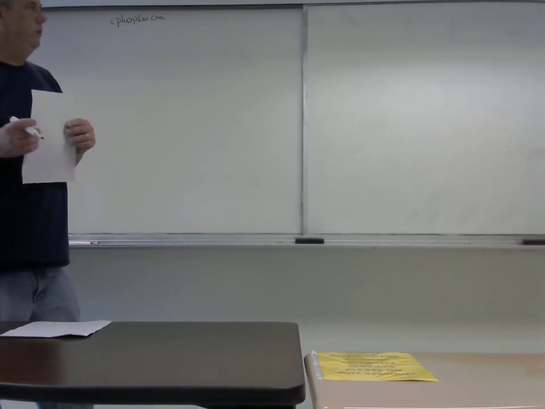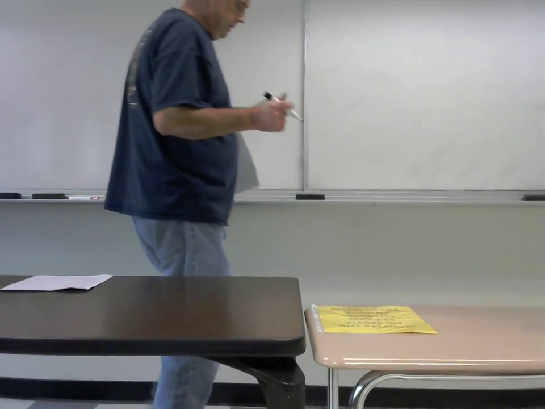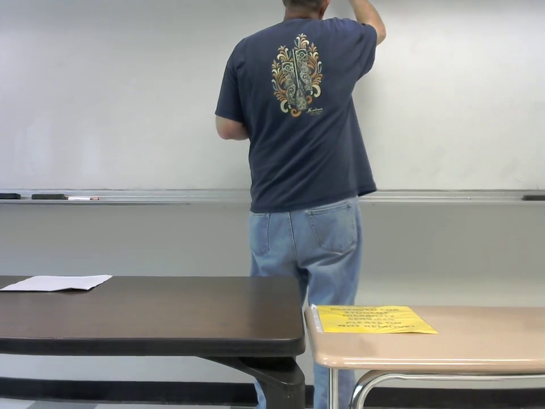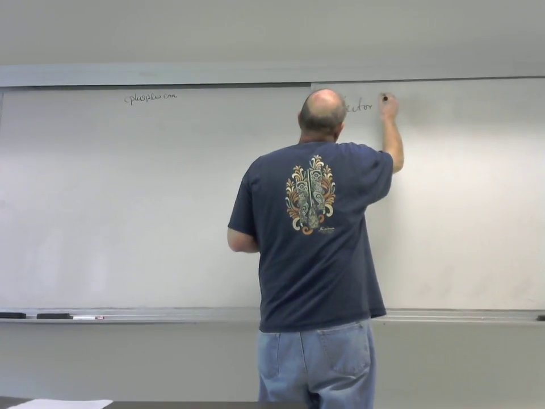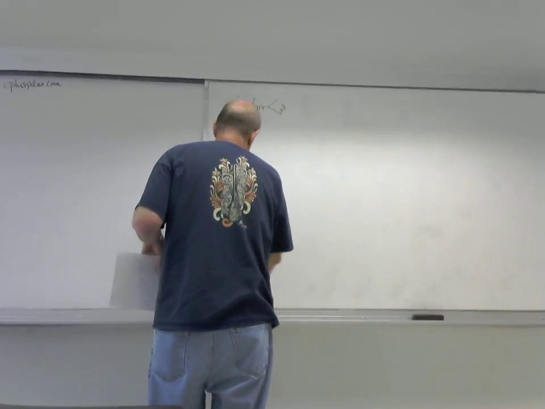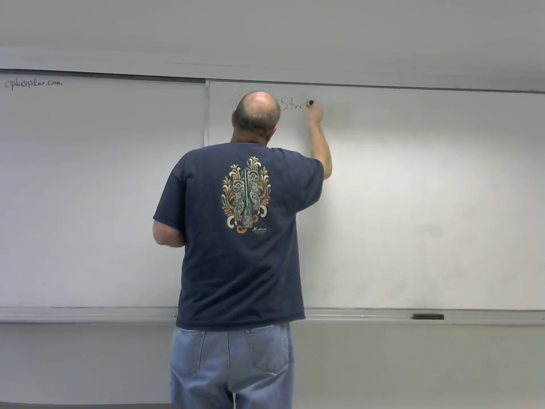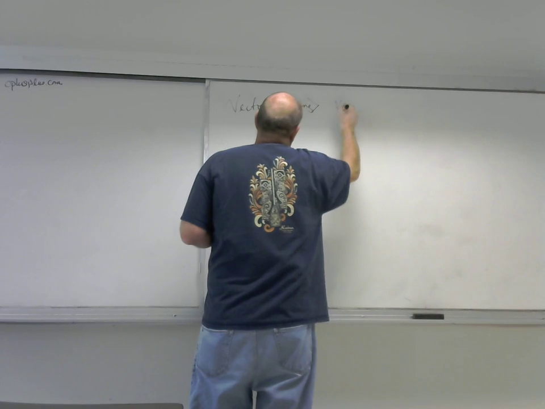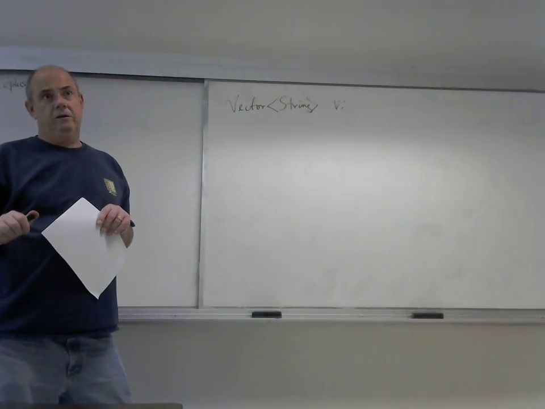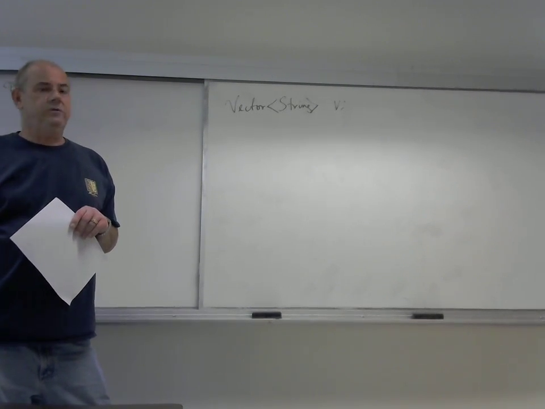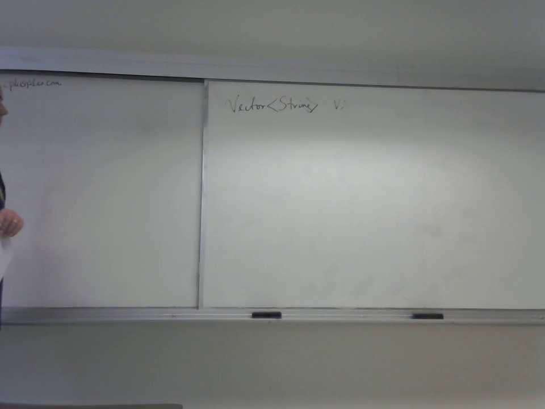So, when you create a container in Java, you would do something like this. Vector. Look familiar? So you guys know string is what's going in the vector. That's what's being stored in the vector. This is our Java. And it's a parameterized type.